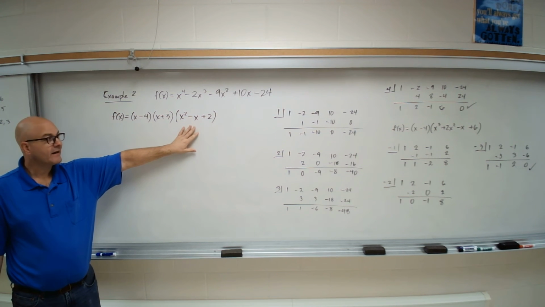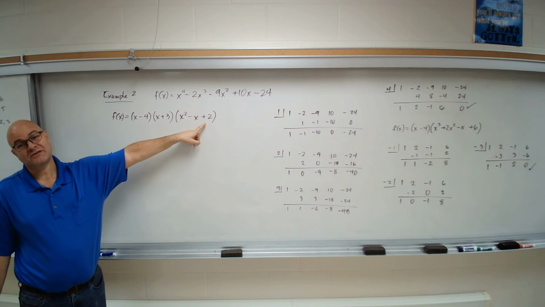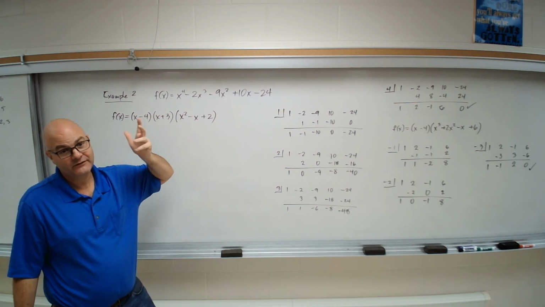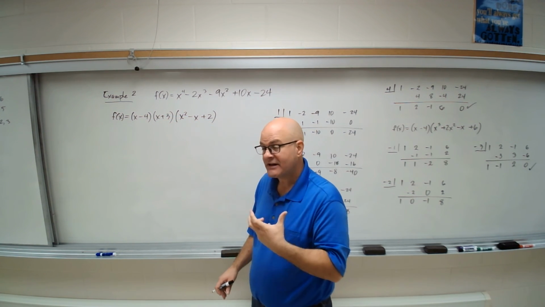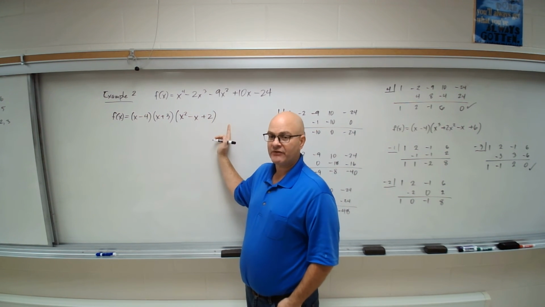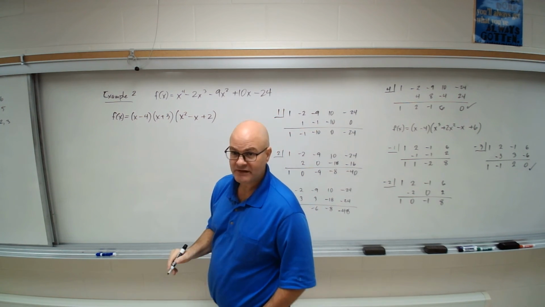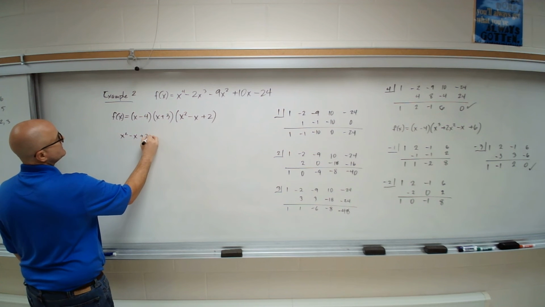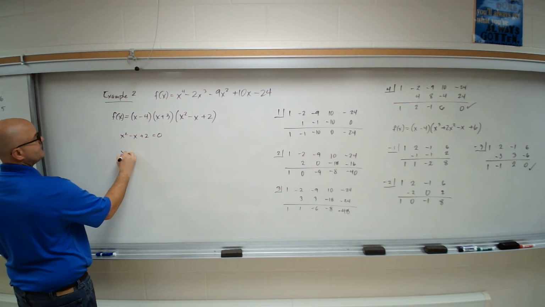Okay, so we're almost factored, and now we have a quadratic, correct? With the quadratic, we could try to factor it, but if you try to find two numbers that multiply to be 2 and add to be -1, you're going to be looking for a while because there's no integers that do that. So to find the zeros, we just have to set each of these equal to 0 and solve. Now these are obviously going to be 4 and -3, but we can solve this one. So x squared minus x plus 2 equals 0. I'm going to use the quadratic formula.